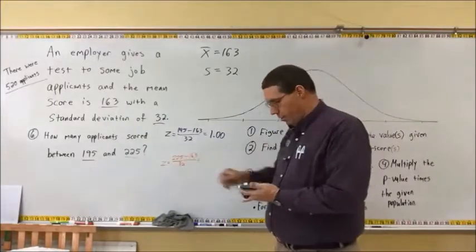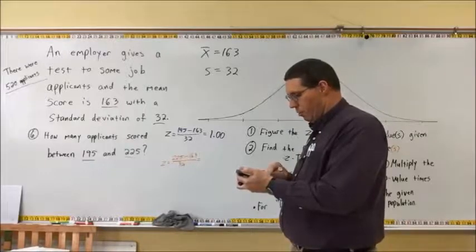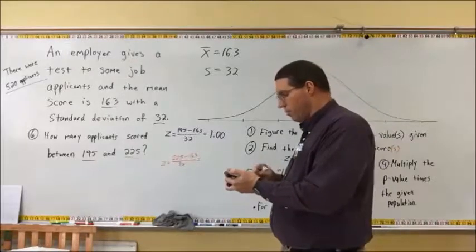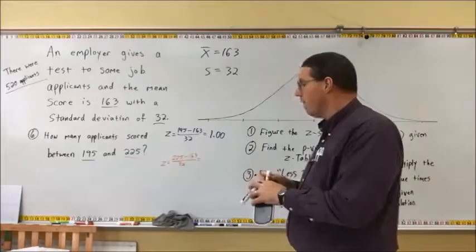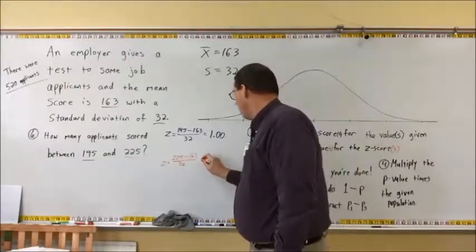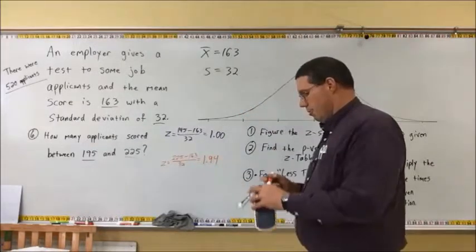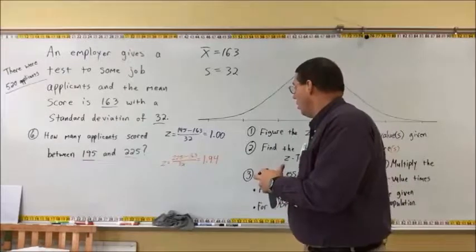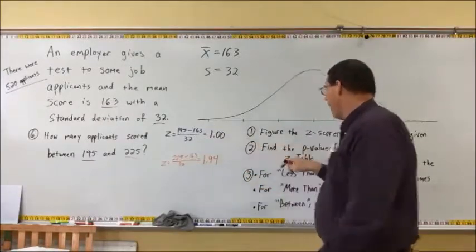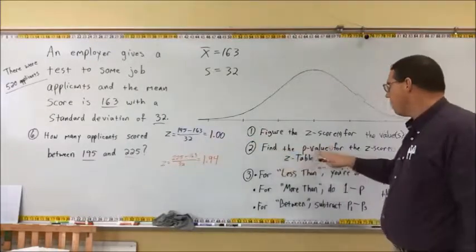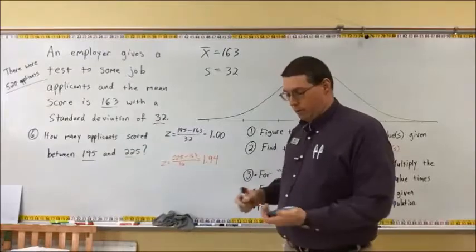Now let's try this one. 225 minus 163 gives us 62. Divided by 32 is 1.94. And so we have two z-scores now. That's the first step. Now let's go to step 2. Find the p-values for those z-scores. We're going to need two p-values.